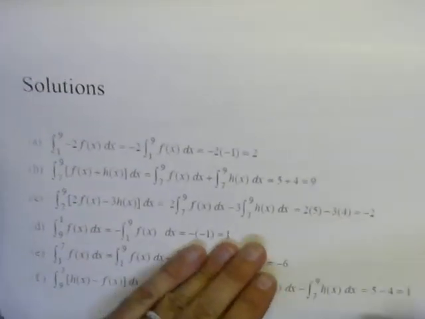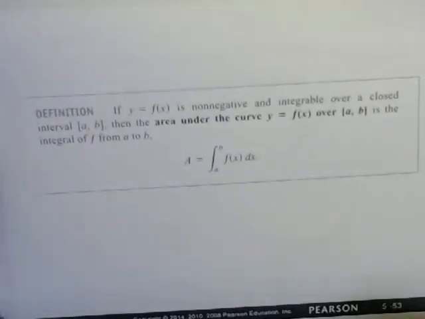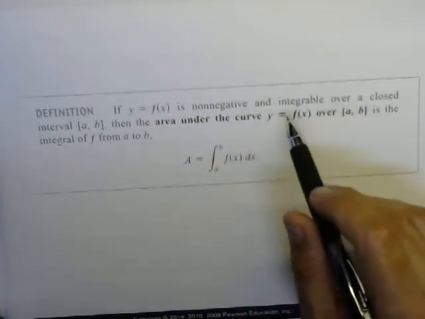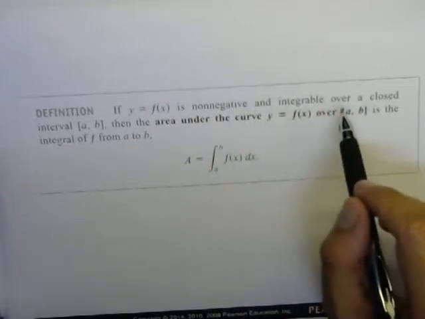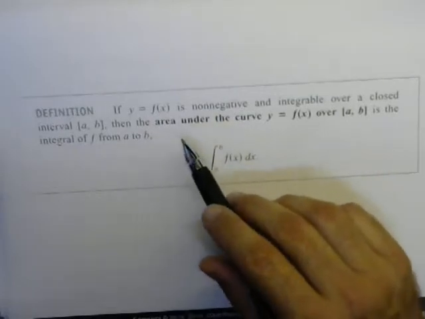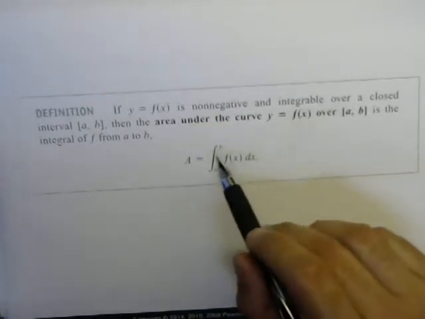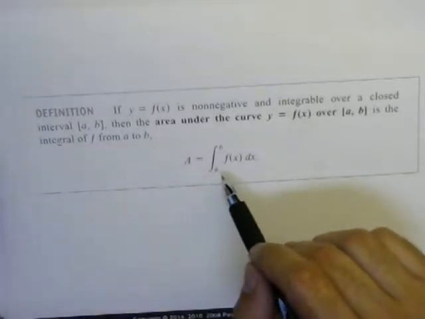Okay, so it turns out, and I kind of let this cat out of the bag already, that if f is non-negative, so if it never goes below the x-axis, and you can integrate it, you can actually find the integral over a closed interval, then the area underneath the curve, so between the curve and the x-axis, is given by the integral.